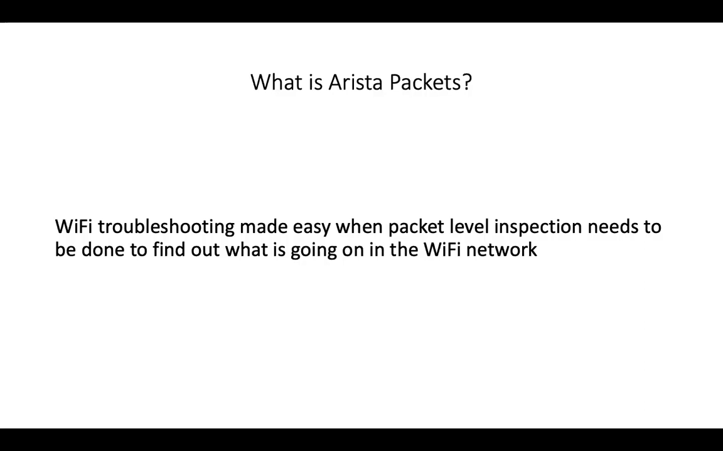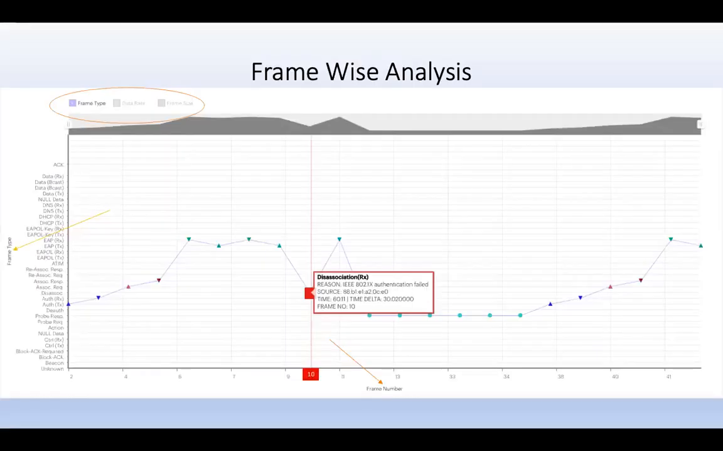Users can either simply visualize or also analyze a packet capture file. For example, a capture can be plotted in this way to display frame-wise details in an easy-to-understand visual format. This is one of the several visualizations that the tool offers for packet analysis. All packets are plotted in the form of bullets, and a tooltip carries additional information for each of these frames. In this case, the tooltip includes the reason for dissociation, along with source MAC address, the time, and the frame number.